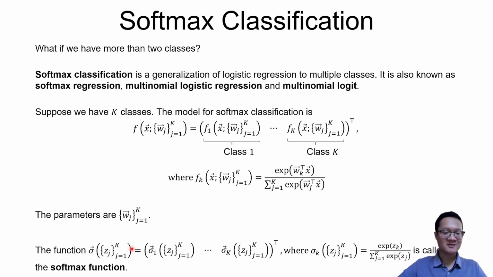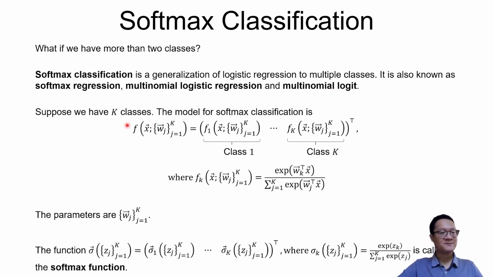Okay, so let's continue. We're almost done with the entire course. So we're going to talk about Softmax classification. This is basically the generalization of logistic regression to multiple classes. Sometimes it's called Softmax regression, even though that's kind of a misnomer because this is really classification. Sometimes it's called multinomial logistic regression or multinomial logit, right? Probably we'll go with Softmax classification here, but you should know what these mean when you see them.